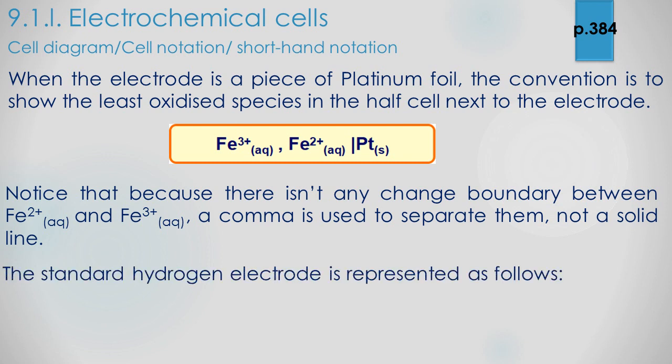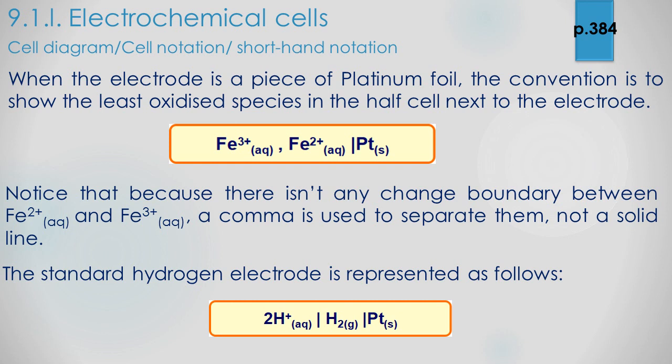The standard hydrogen electrode is represented as follows: 2H+, H2, Pt. So you can see that we have two solid lines because between H+ and H2 there is a change of state. Between H2 and platinum there is a change of state.